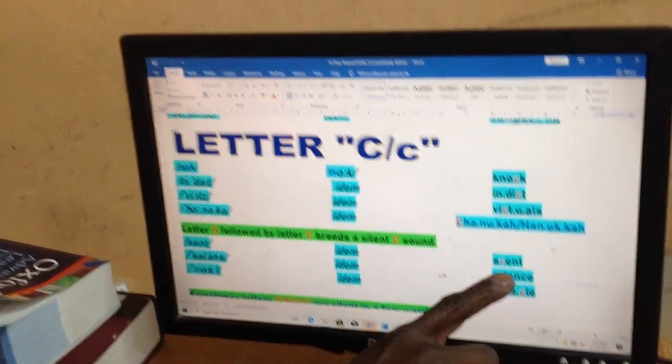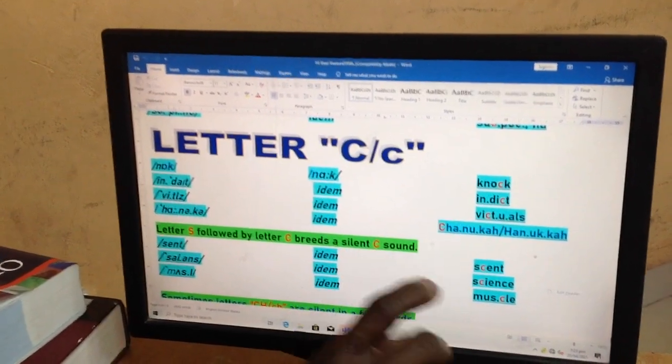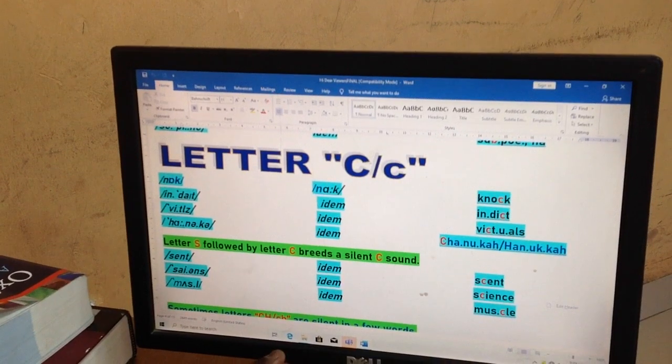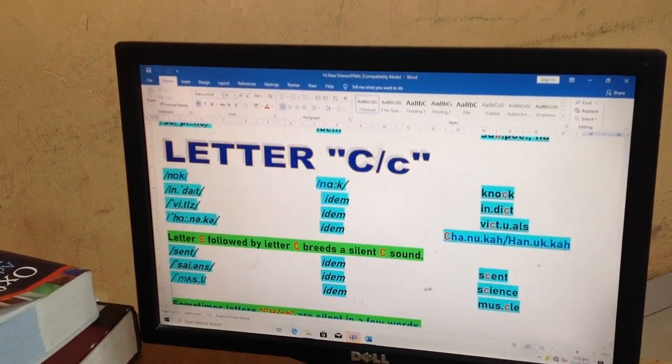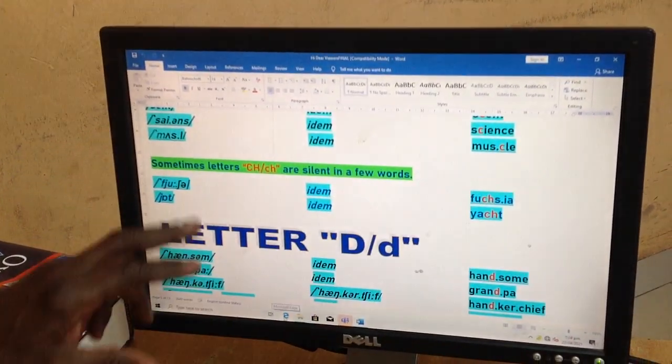Muscle. Are you seeing here? There is S in front of C. That C will be silent. Science, muscle, and so on. Scent. You see, all those will breed what we call a silent C sound.